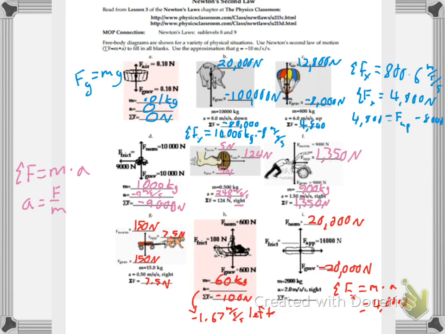So we have 4,000 newtons as the sum of our forces. The applied force is 14,000 newtons, which means that if the sum is 4,000, friction must be pulling back at negative 10,000 newtons, as the sum is 4,000.